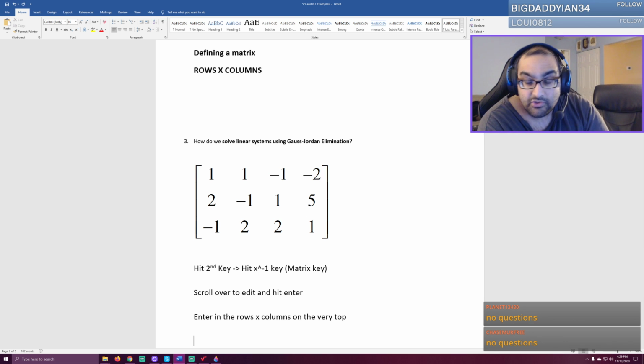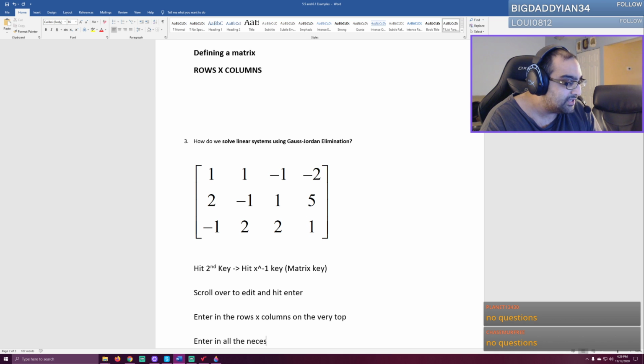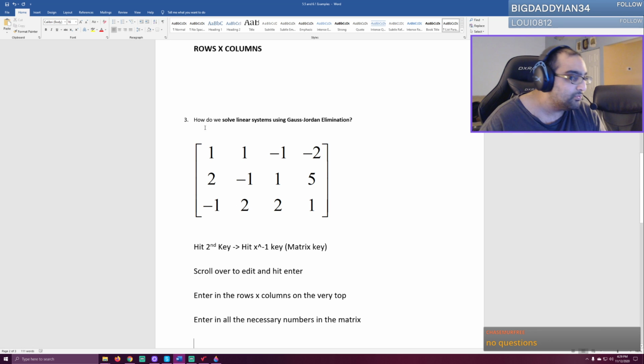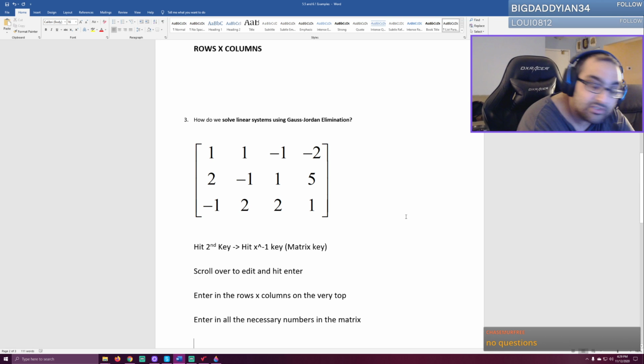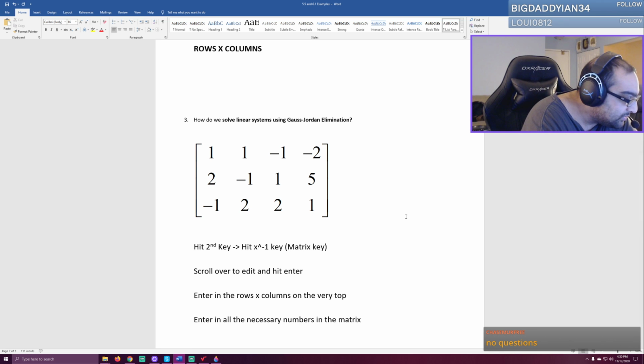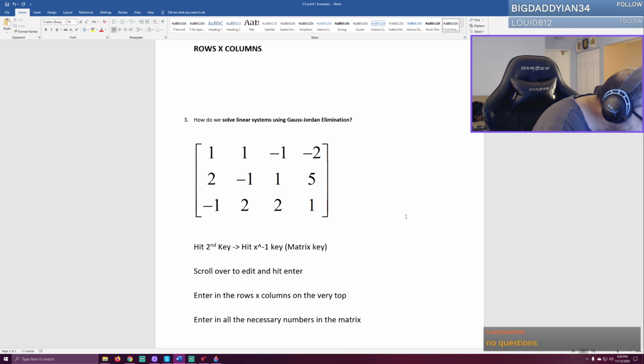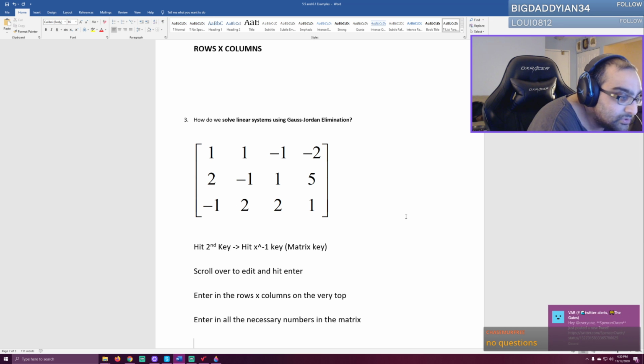All right. So what we're going to do next is enter in all the necessary numbers in the matrix. We have the matrix we want up here, as you can see on the screen. It goes left to right on your calculator, so we'll enter in the numbers for every row and column: 2, minus 1, 1, 5, and negative 1, 2, 2, and 1.